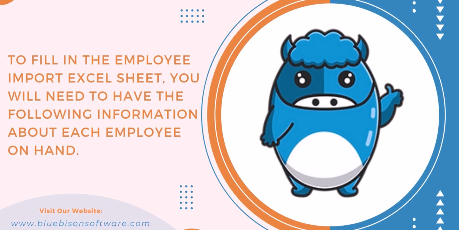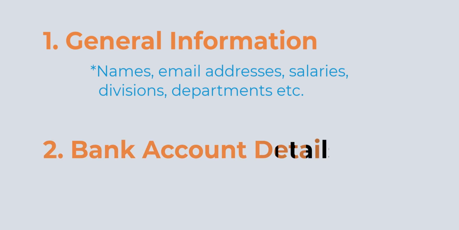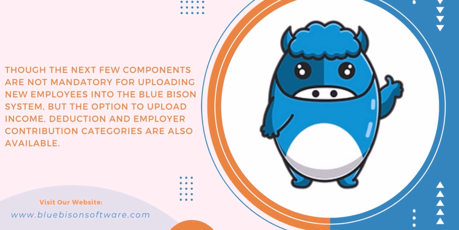To fill in the employee import Excel sheet, you will need to have the following information about each employee on hand. Number 1. General information such as their names, email addresses, salaries, divisions, departments, etc. Number 2. Bank account details including the type of account. Though the next few components are not mandatory for uploading new employees into the Blue Bison system, the option to upload income, deduction, and employer contribution categories are also available.